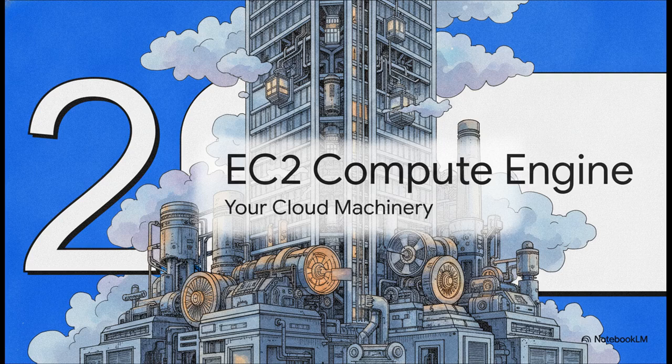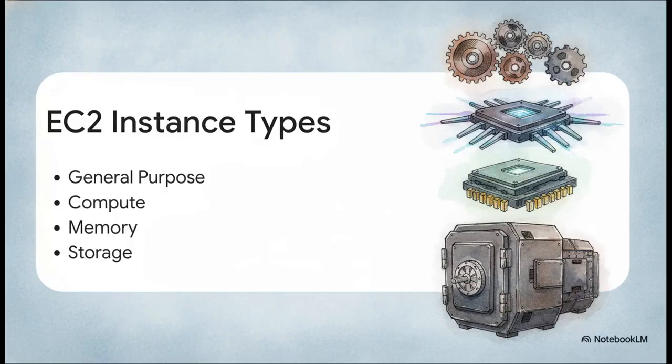Moving on to Section 2, EC2, the compute engine, the machinery of your cloud skyscraper. This service is what handles all the raw processing power, the heavy lifting, the actual execution of your architecture. Think of it as the literal engines driving the elevators and the day-to-day operations of your skyscraper. Now, when you're renting this machinery, you've got to pick the right tool for the job.